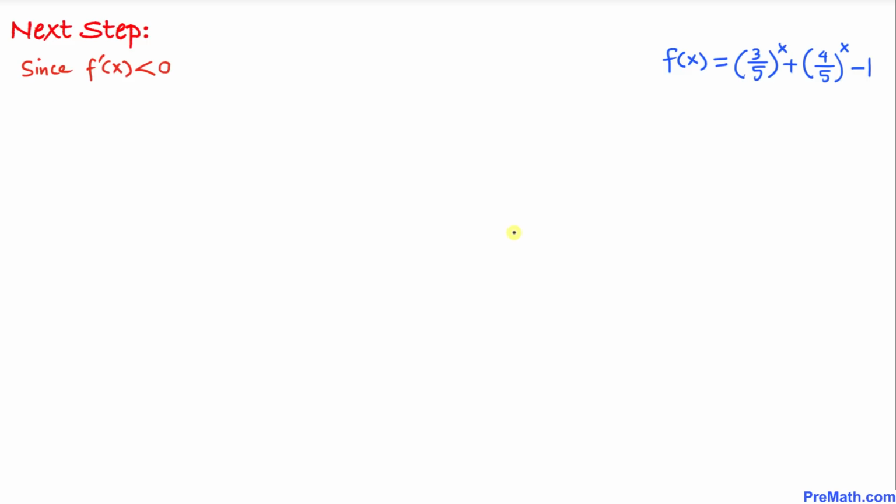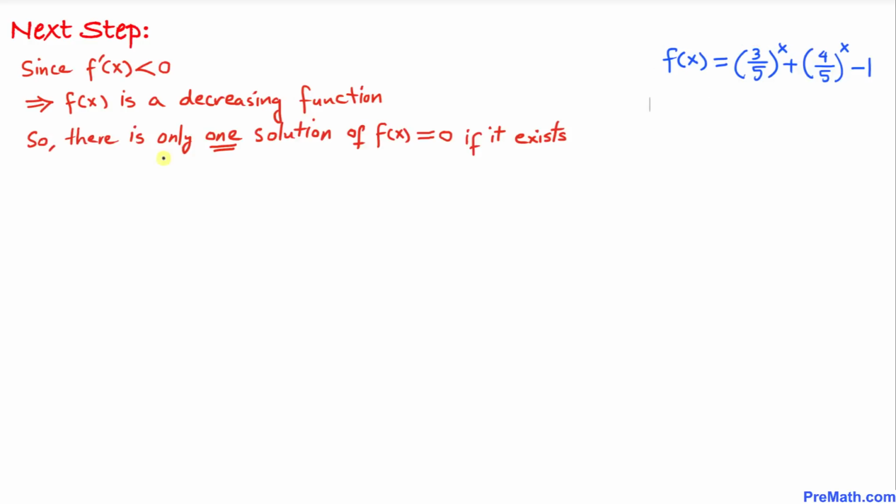And since we are running out of space, here is our next step. We know that the derivative of f of x is less than 0, a negative value. So therefore, by definition, this function f of x is going to be a decreasing function. So therefore, we conclude that there's only one solution of f of x equal to 0, if it exists. So make sure f of x equal to 0.